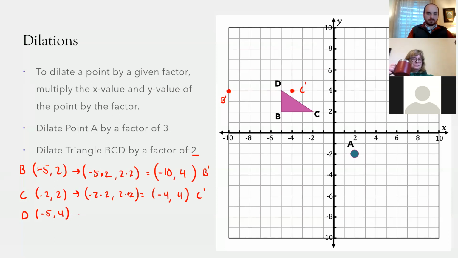All right. So once again, we're just going to take our coordinates the way they are, so -5 and 4, and we're going to multiply both of them by our factor, which is still 2. So we have -5 times 2, comma, 4 times 2. -5 times 2 is -10, and 4 times 2 is 8. So D prime is at the spot (-10, 8), which I believe is right here.